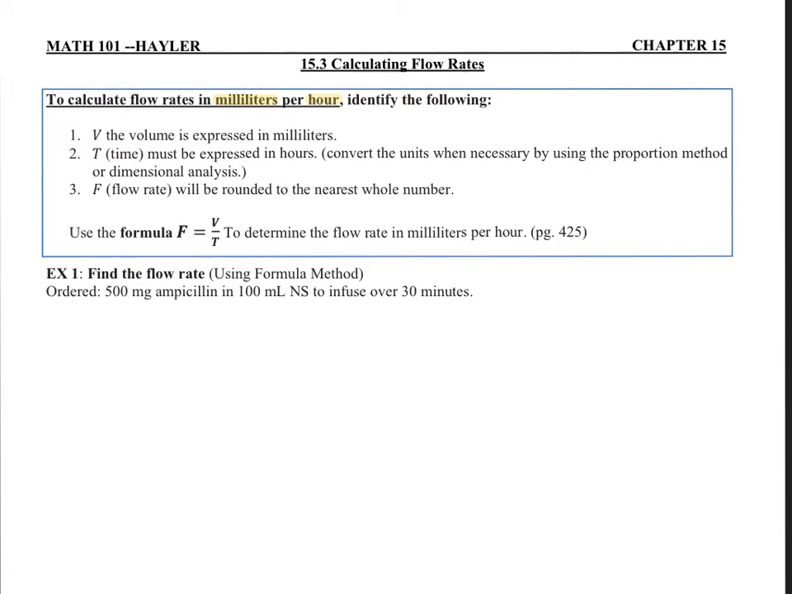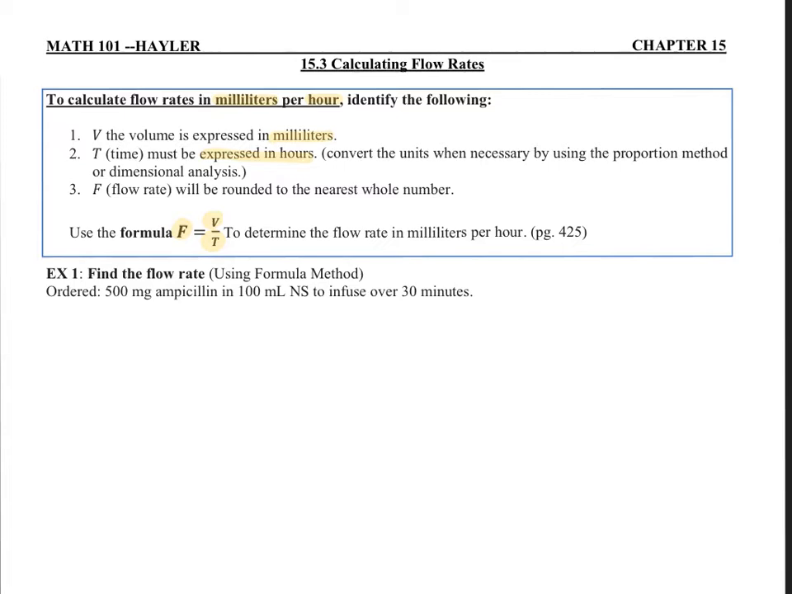Identify the following. V, the volume, is expressed in milliliters. If it is ever expressed in any other unit, you need to convert it to milliliters to use the formula that we're going to be using. T, time, must be expressed in hours. Once again, convert the units when necessary. And F, flow rate, will be rounded to the nearest whole number. And we're going to use the formula: flow rate equals volume divided by time to determine the flow rate in milliliters per hour.